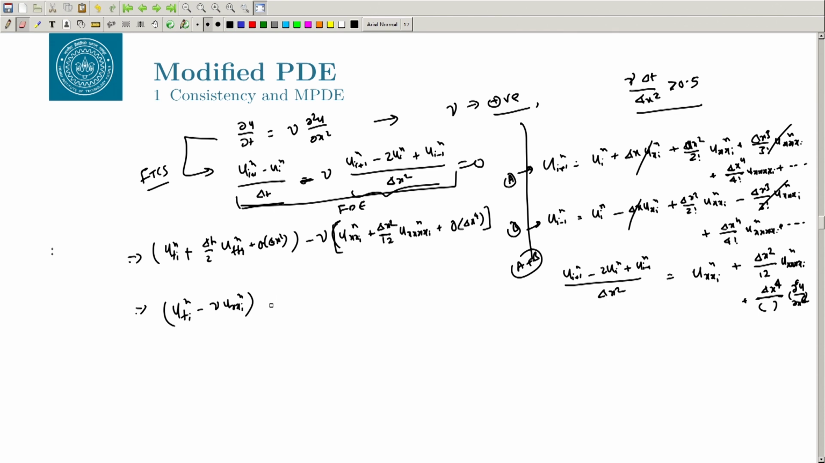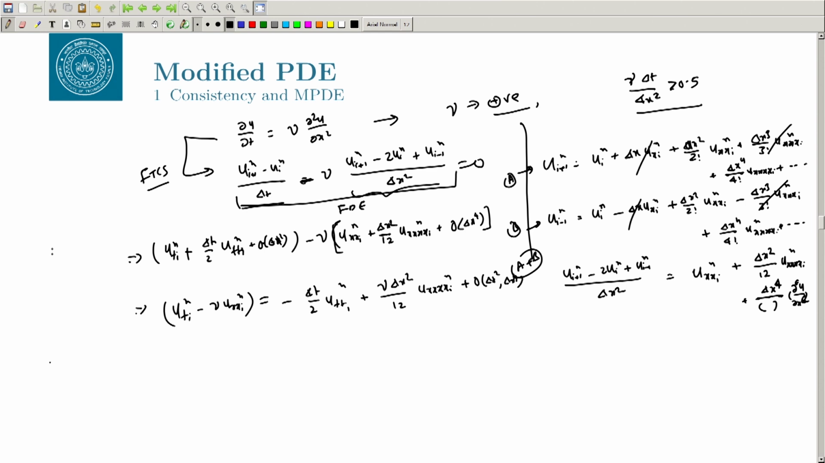Okay, so that will become minus delta t by 2 u_tt at (i, n), and minus that will be plus nu delta x square by 12 u_xxxx at (i, n) plus order delta t square, delta x to the power 4, right.